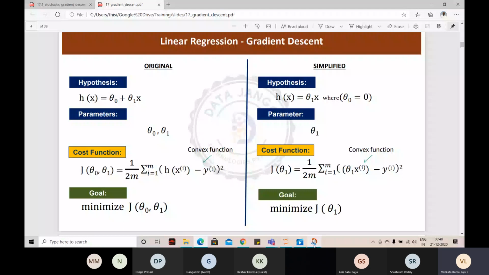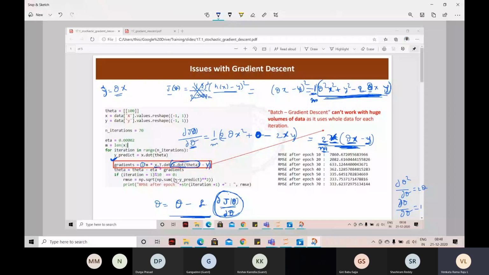Again, back to the issues with gradient descent. So we are calculating gradients. Why this formula, I explained. And then subtracting theta minus eta into the gradients. Theta is equal to theta minus eta into the calculated gradient, next to that red box I am showing. Down below, I am calculating the error and trying to see the RMSE score and whether it is reducing or not.